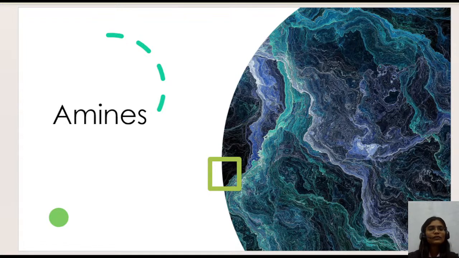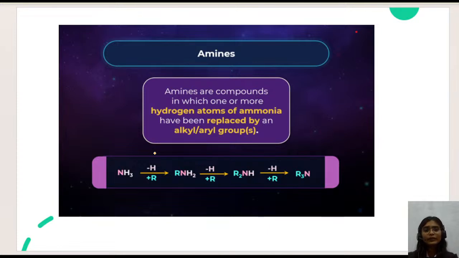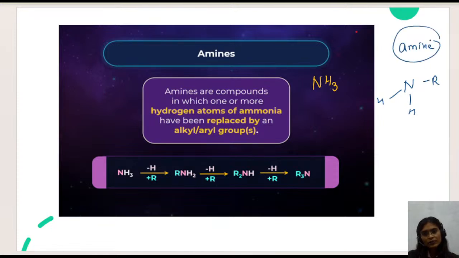So let's start with the basic part: what is an amine, why are we using amines, is there any use of amines in our day-to-day life, these kinds of things. Let's start with point number one, that is amine. An amine is a compound in which one or more hydrogen atoms are replaced by R. For example, suppose this is the ammonia group, NH3, and one hydrogen is replaced by some R. Then it becomes an amine. So this is simply the meaning of amine.